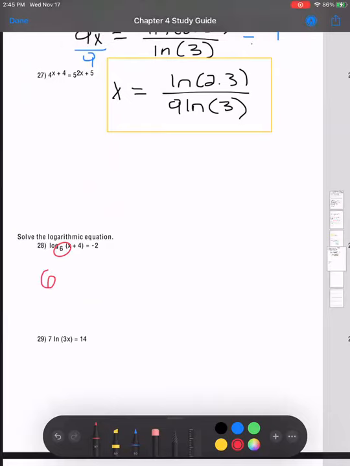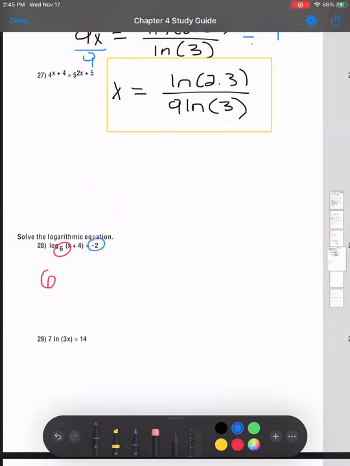and then whatever is on the other side of the equal sign is going to be the exponent for it, so that's going to be a negative 2. So it's 6 to the power of negative 2 equals whatever the log is, so equals x plus 4. So 6 to the power of negative 2 is 1 over 36 equals x plus 4. So then you have x equals 1 over 36 minus 4.